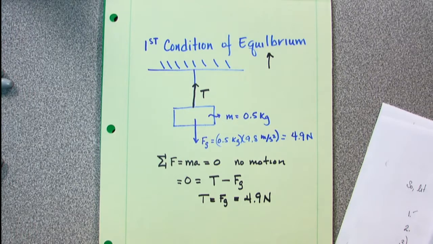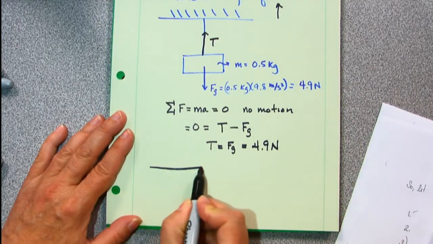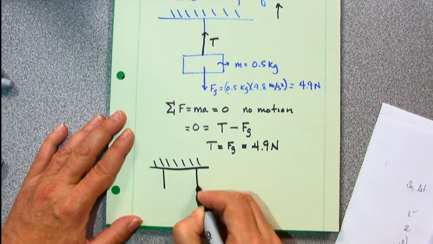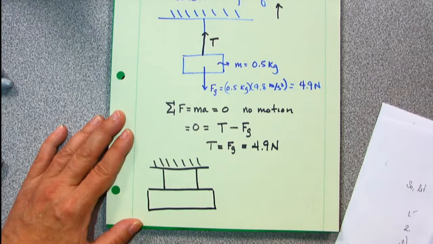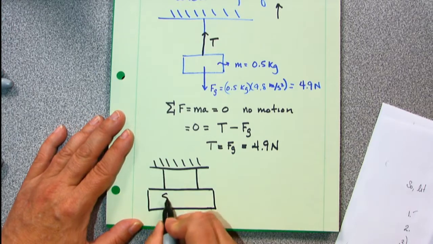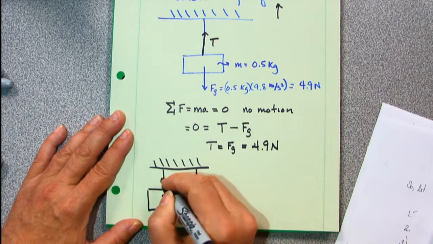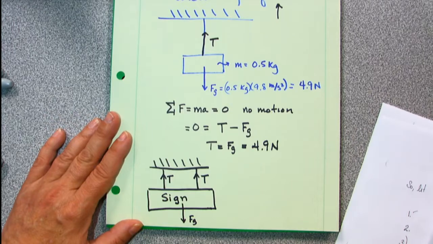Now, here's a fun one. Let's do a sign, right? So we got a sign, except this time we're going to take 2 wires and we have our sign. We have the force due to gravity coming down, right? And we have tension, and we have tension. And usually those tensions are equal.